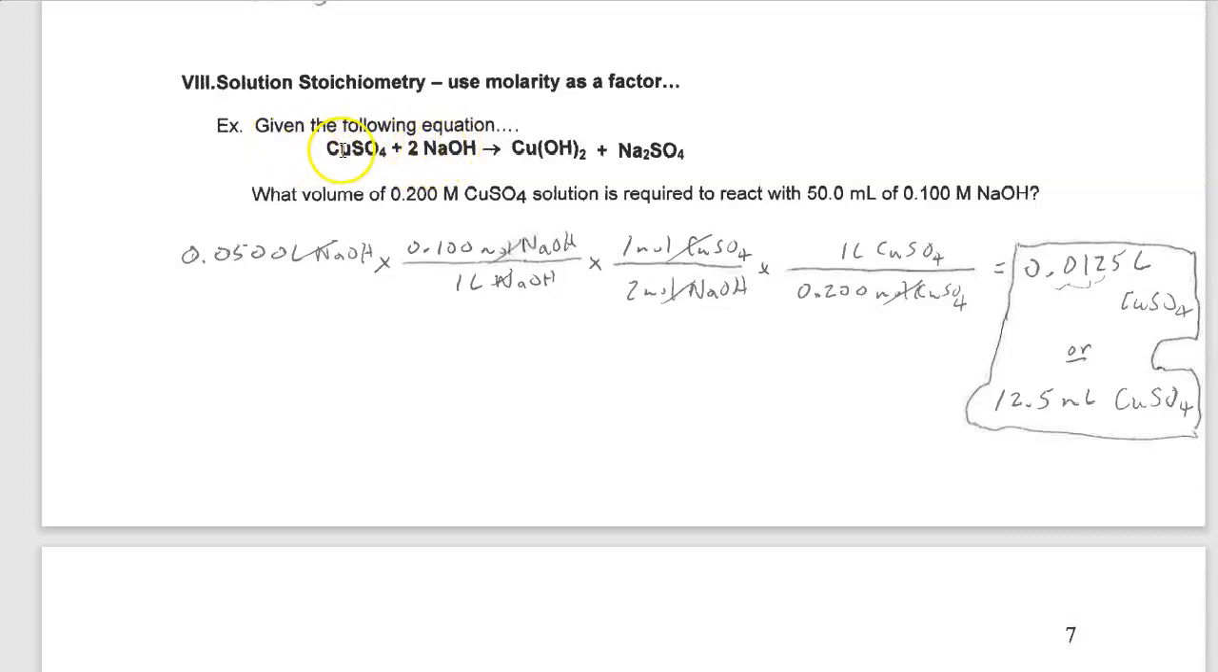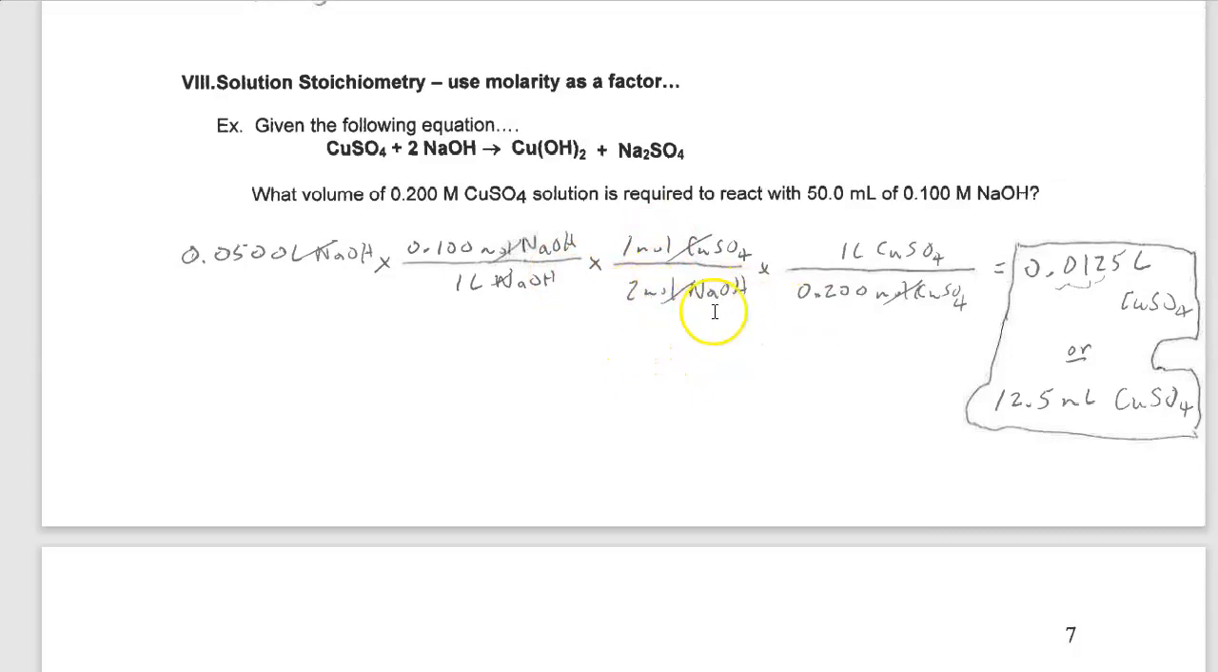Well, here's copper sulfate in my balanced equation. Here's sodium hydroxide. Do you see for every 2 moles of sodium hydroxide I react, 1 mole of copper sulfate reacts with it? Because that's the coefficients of your balanced equation. See, anytime you need to go from moles of something to moles of something else, you always use your coefficients in your balanced equation.